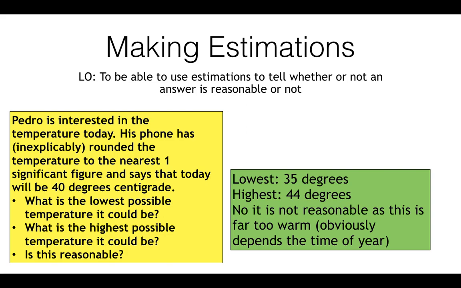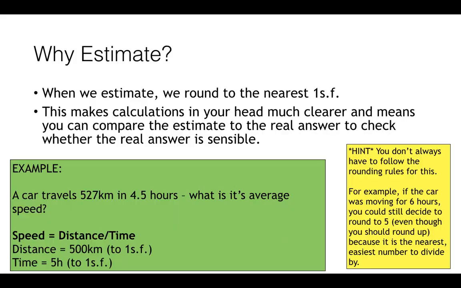Okay, so let's have a look at making estimations then and what that means. So basically when we estimate, we round everything to the nearest one significant figure. And that's going to make calculations a lot easier and a lot clearer. And we try and go for easy numbers to calculate with as well.